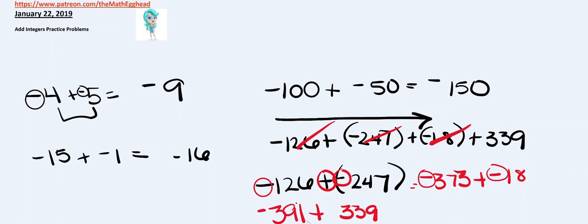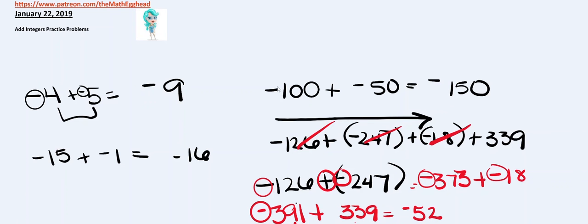Well, here we're adding two numbers, but they have different signs. This is a negative, this is a positive. So we would go ahead and find the difference between the two. So it's 391 minus 339. We know that it's 52, and we take the sign of the higher number. So the highest number here is 391, so we keep the negative sign. So it's negative 52.